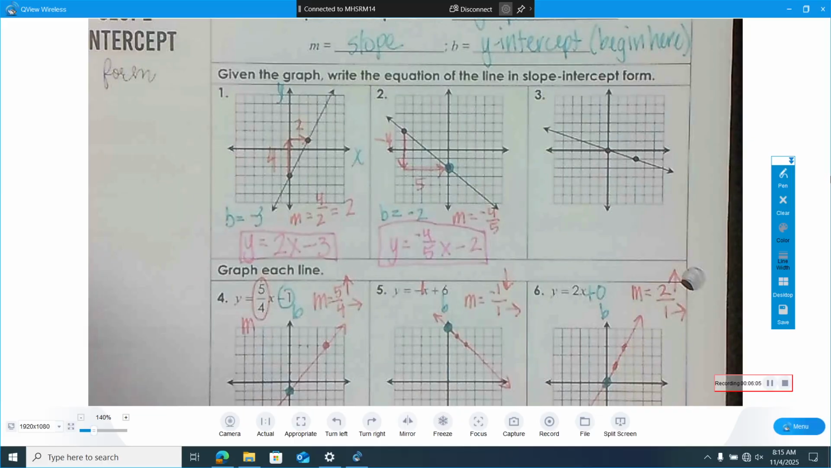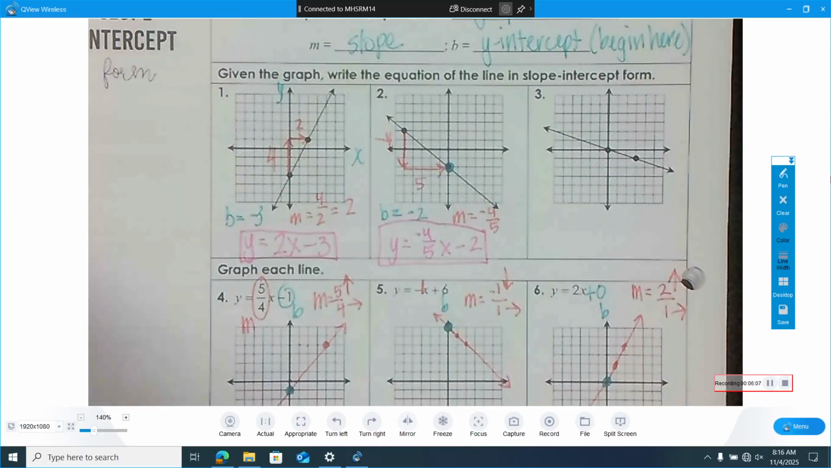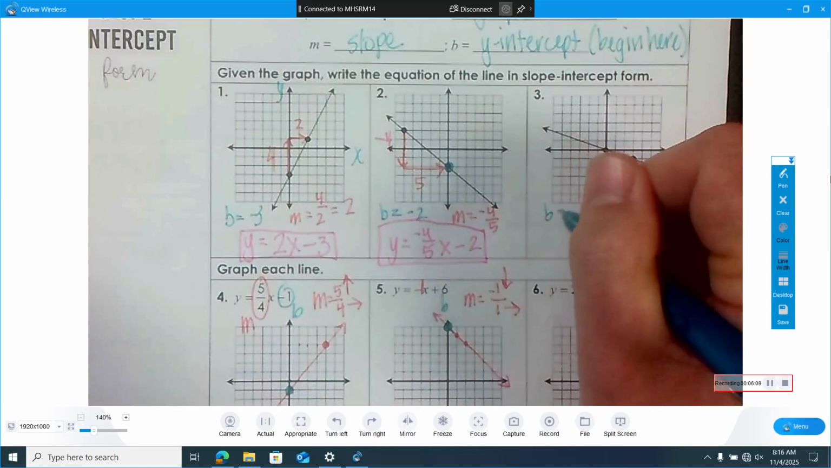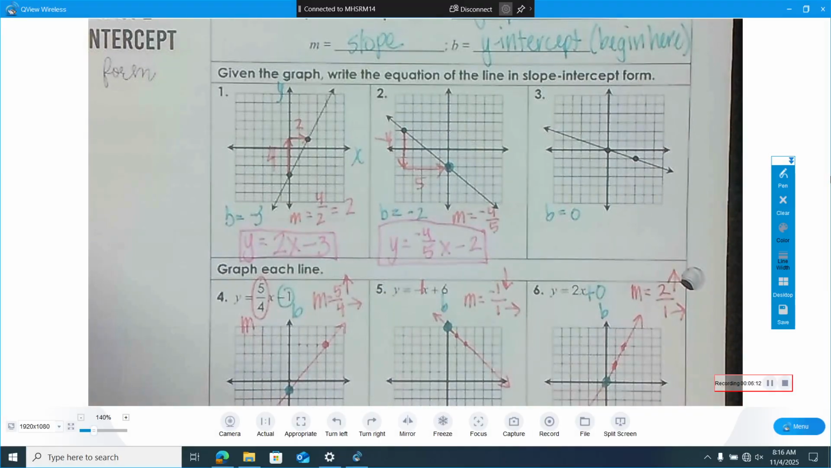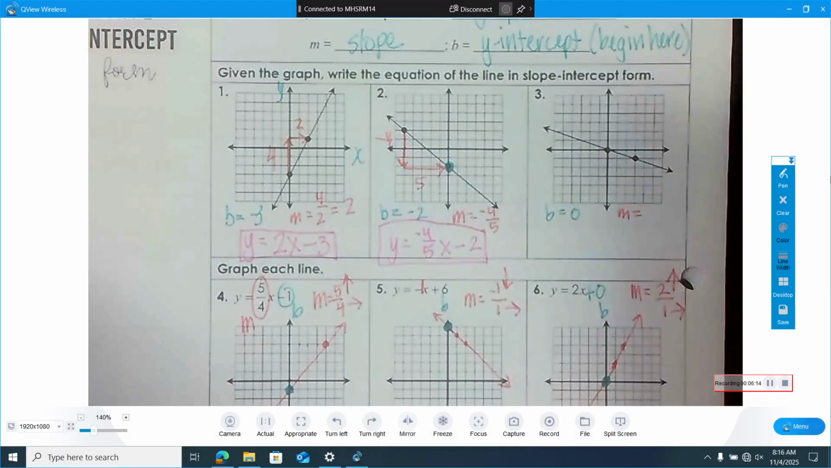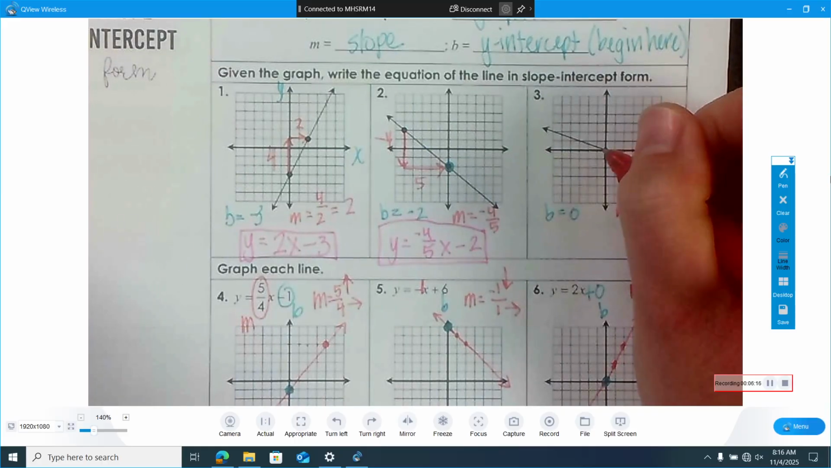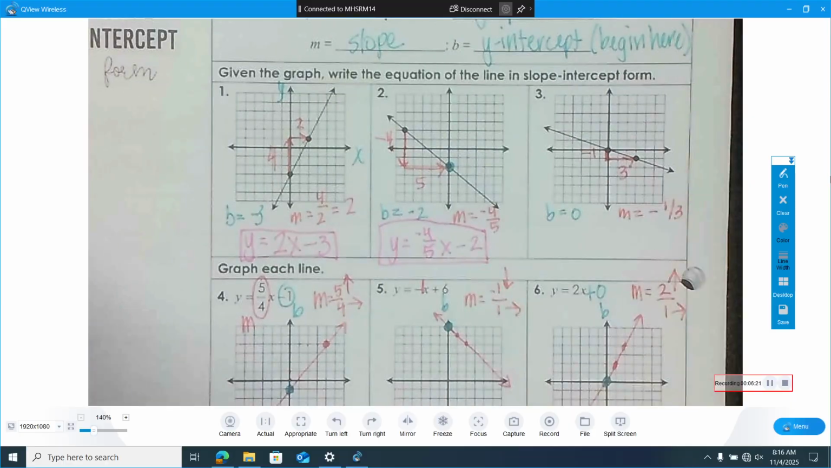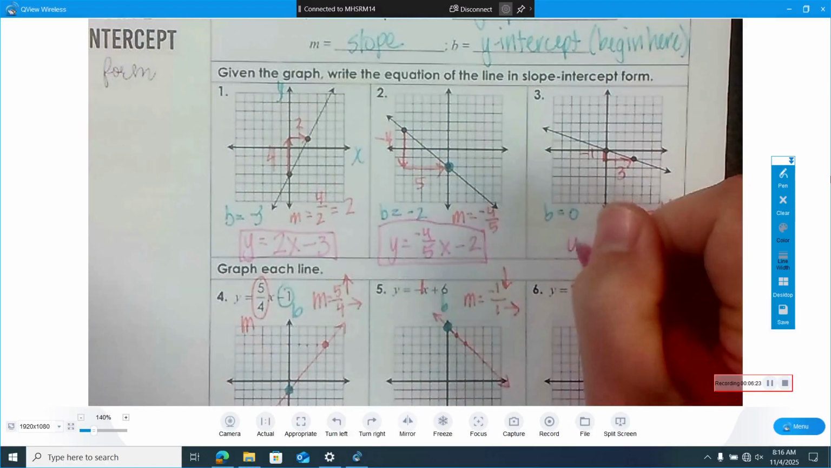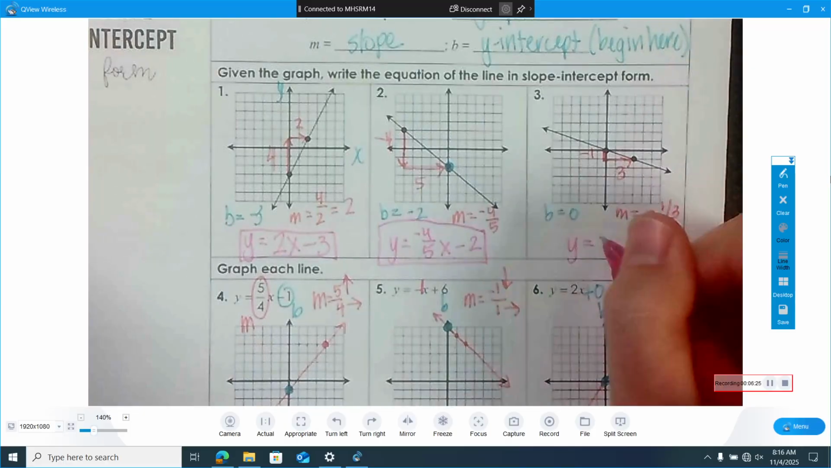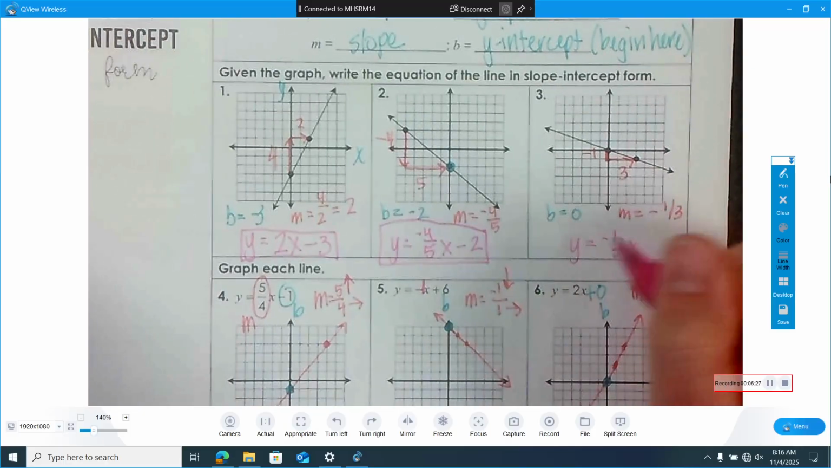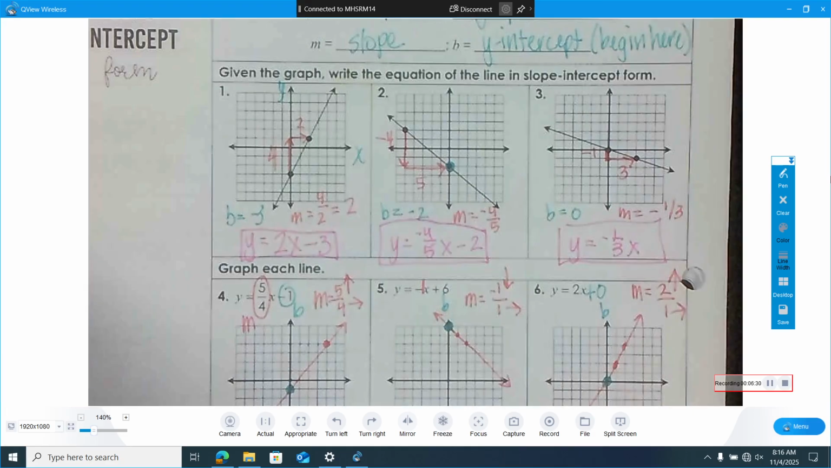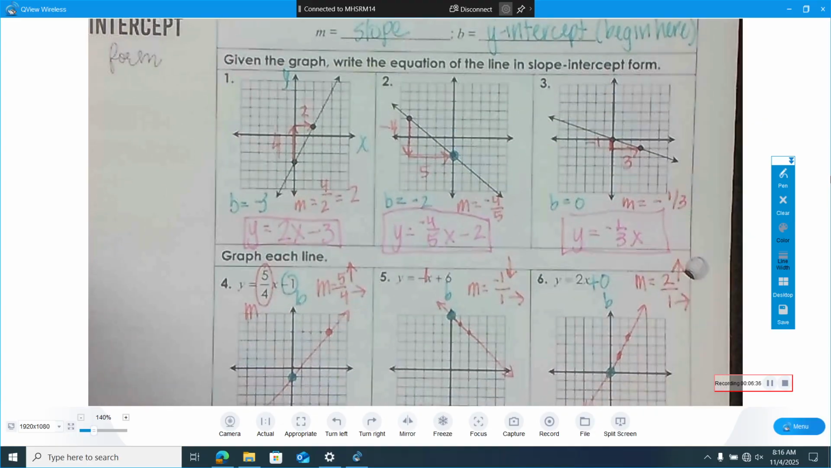Replacing, all right? And then here, what is our b on number 3? 0. And our slope is negative 1 over 3, negative 1/3. Good. And so our equation is going to be y equals negative 1/3 x plus 0, but we don't need to put the plus 0. All right, cool. So a little refresher on slope-intercept form, very, very easy.